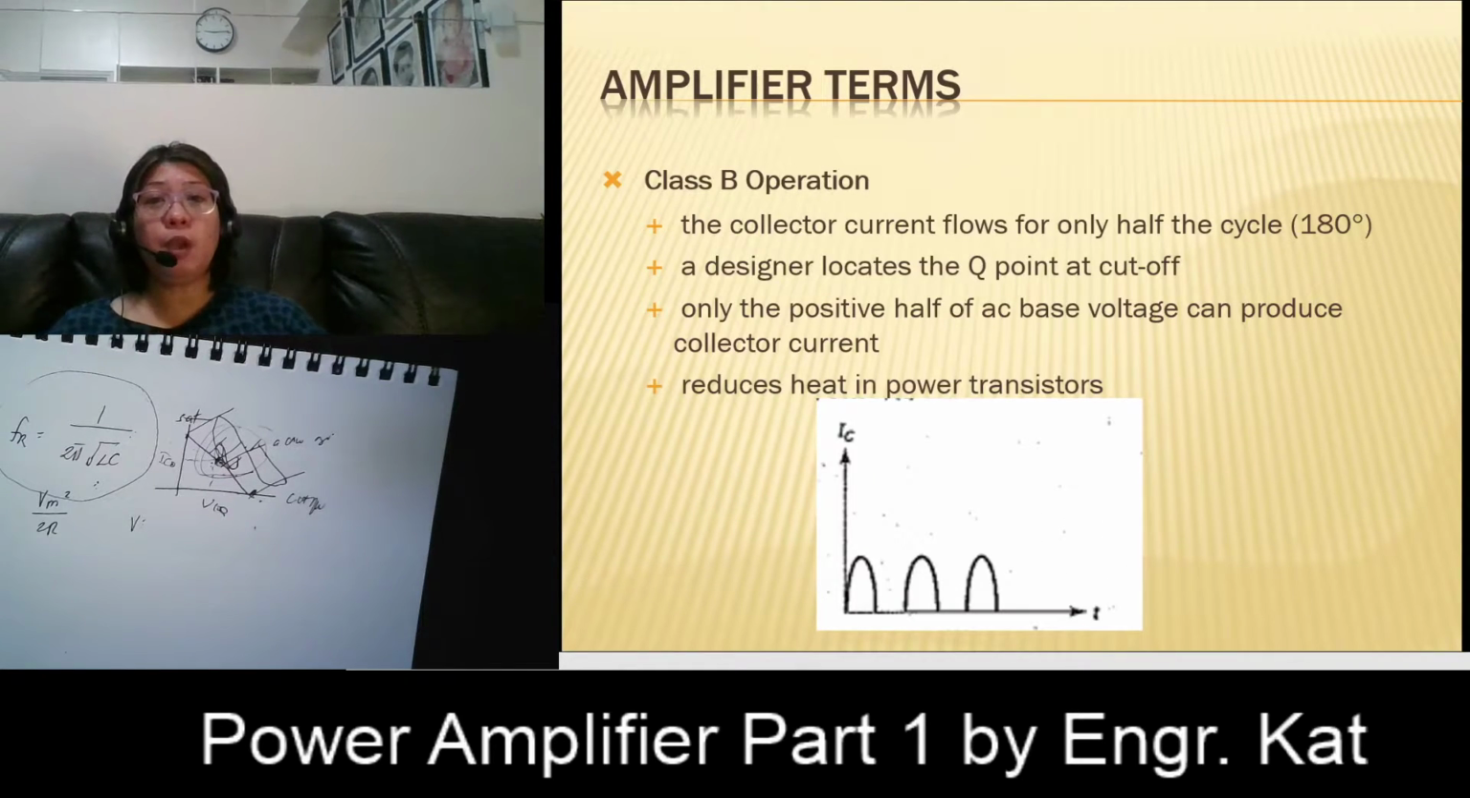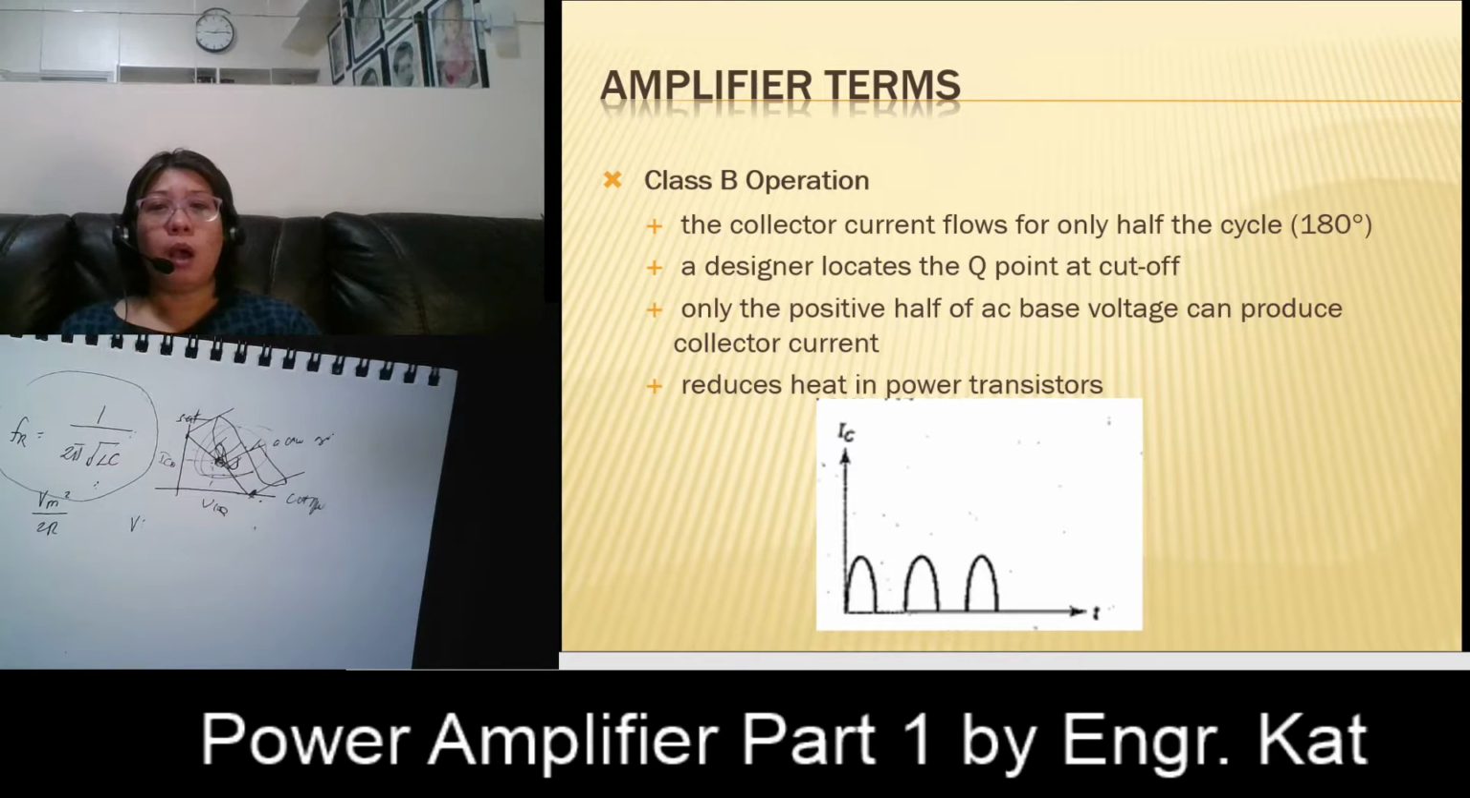So for class B operation, the collector current flows for only half the cycle, or just 180 degrees. You will only have an output when your input is on the positive half cycle. When your input is in the negative half cycle, we don't have any output. So that means you have only 180 degrees.